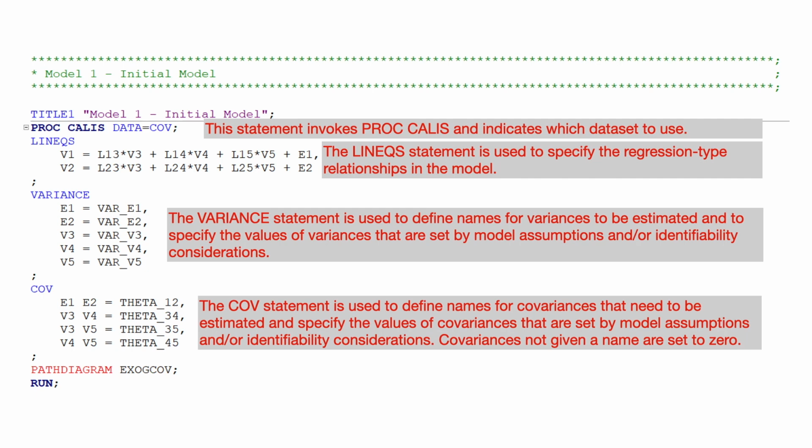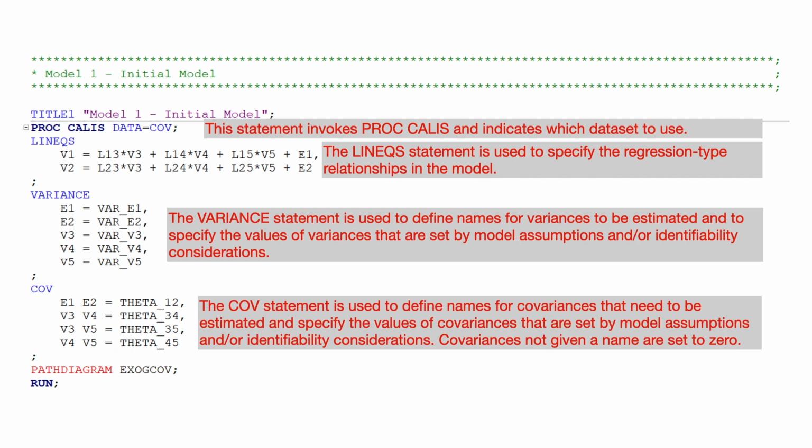And so in this statement, we are defining the covariance of E1 and E2 as theta underscore 1, 2. The covariance of V3 and V4 will be denoted by theta underscore 3, 4 in the output. The covariance of V3 and V5 will be labeled theta underscore 3, 5 in the output. And finally, the covariance of V4 and V5 will be denoted by theta underscore 4, 5 in the output.